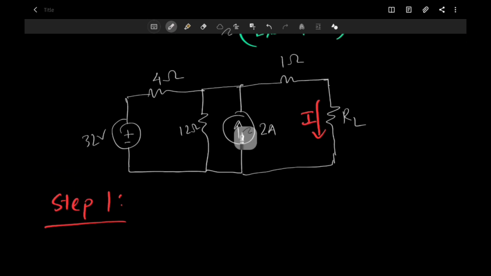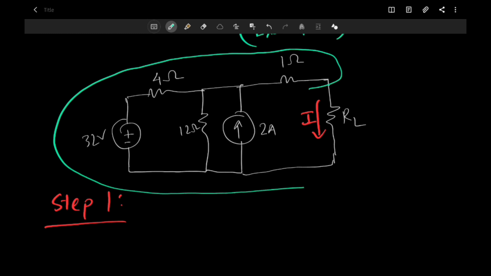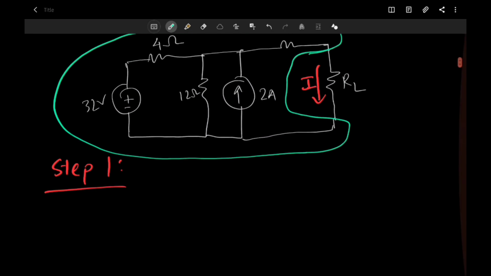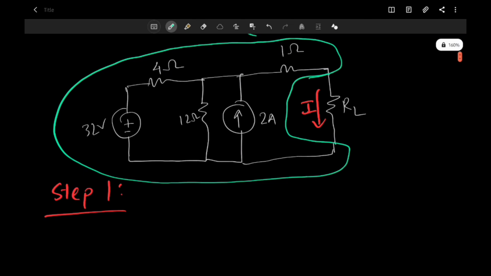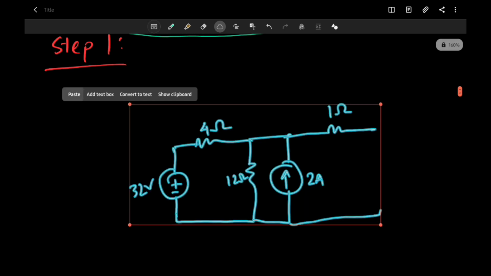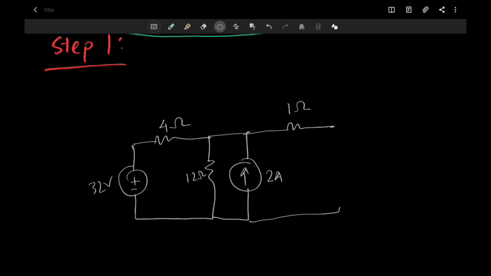circuit. So basically what we want to do is figure out the equivalent circuit for this part, right? So we just keep that part and replace everything with just open circuit. All right, so let's do that. Okay, so step one, I have replaced the part RL with just open circuit, right?